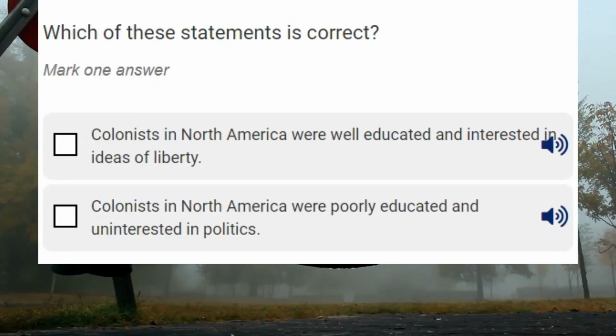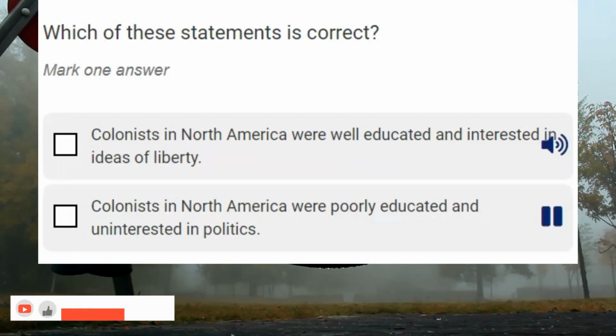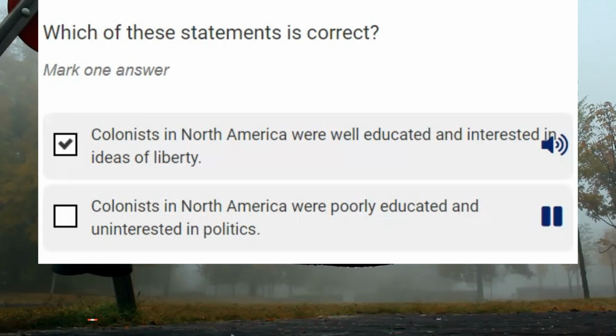Which of these statements is correct? Colonists in North America were well educated and interested in ideas of liberty. Colonists in North America were poorly educated and uninterested in politics. Correct answer: colonists in North America were well educated and interested in ideas of liberty.